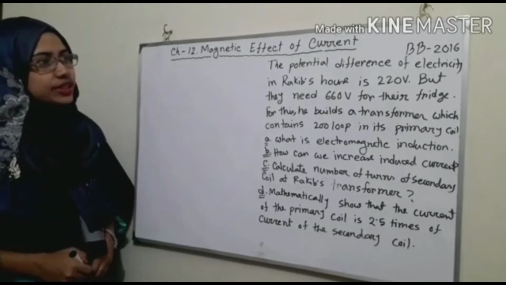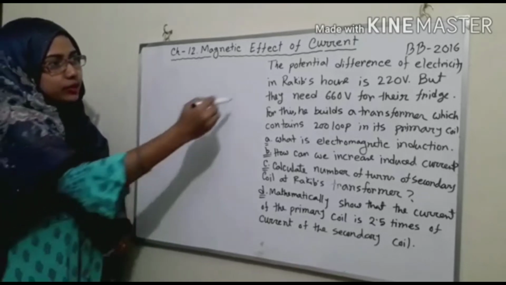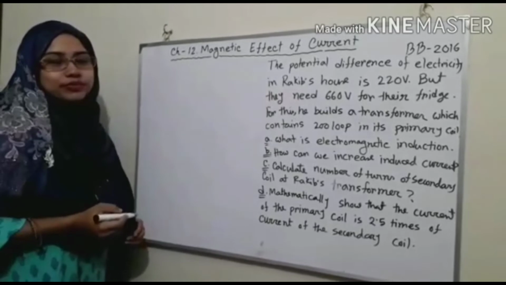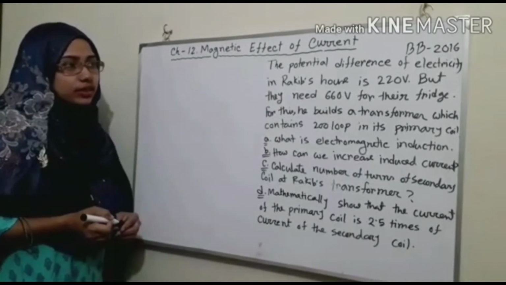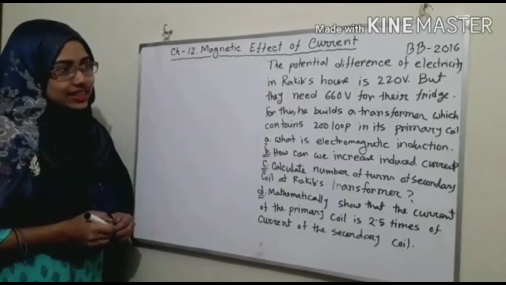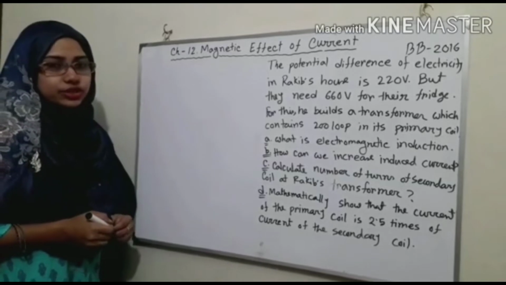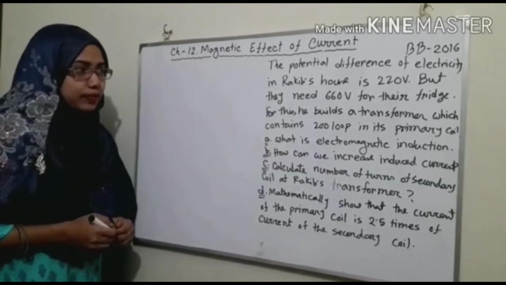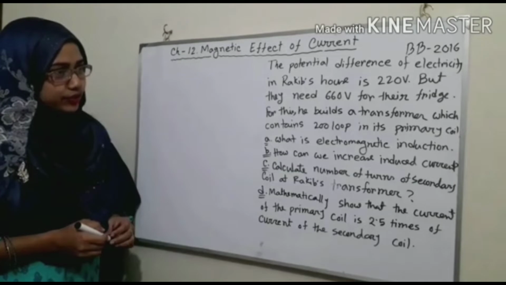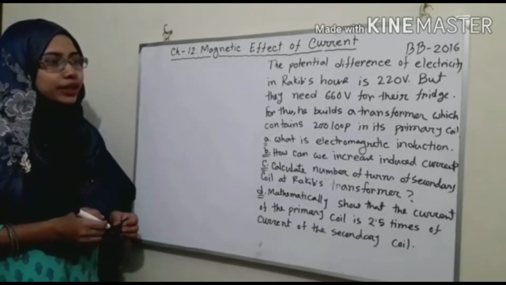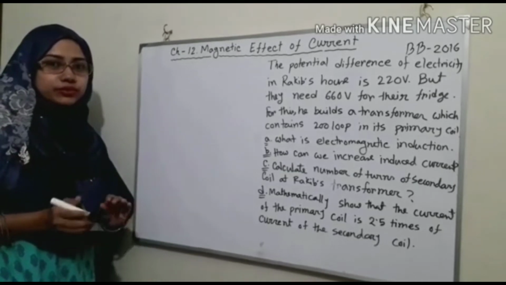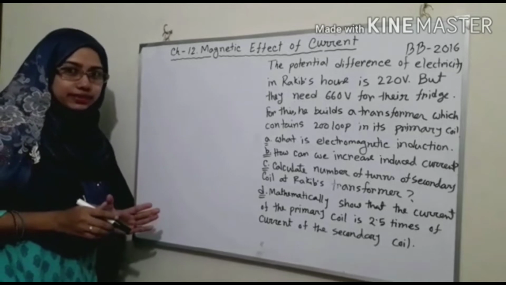The potential difference of electricity in Rakib's house is 220 volt, that is given in the house, but they need 660 volt for their fridge, which is a requirement. For this, they built a transformer which contains 200 loops in its primary coil. The number of turns for the primary coil is 200, given.